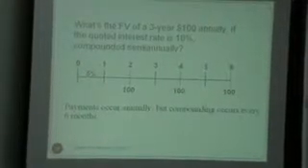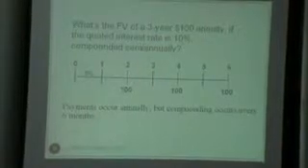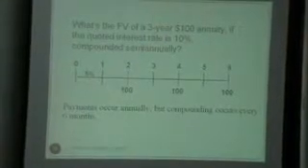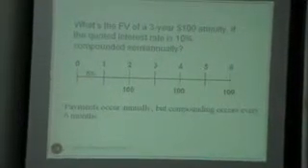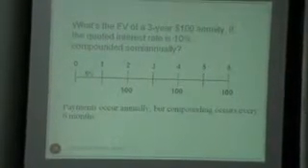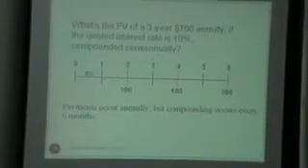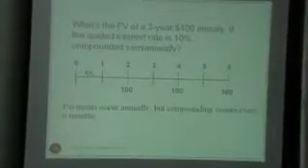Okay, what's the future value of a 3-year $100 annuity if the quoted interest rate is 10% compounded semi-annually? Now, this is an annuity, paying you $100 at the end of each year, but the compounding is 10% semi-annually. So payment is annual, but compounding occurs every 6 months. How are we going to calculate this one?